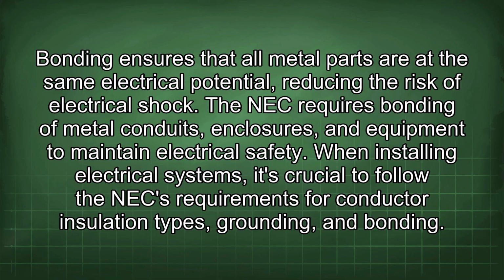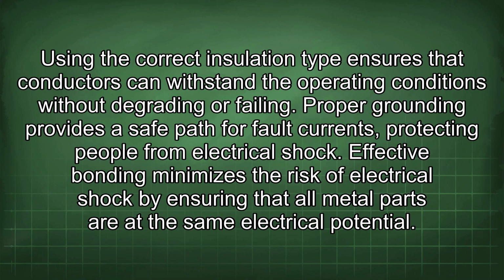When installing electrical systems, it's crucial to follow the NEC requirements for conductor insulation types, grounding, and bonding. Using the correct insulation type ensures that conductors can withstand the operating conditions without degrading or failing. Proper grounding provides a safe path for fault currents, protecting people from electrical shock. Effective bonding minimizes the risk of electrical shock by ensuring that all metal parts are at the same electrical potential.